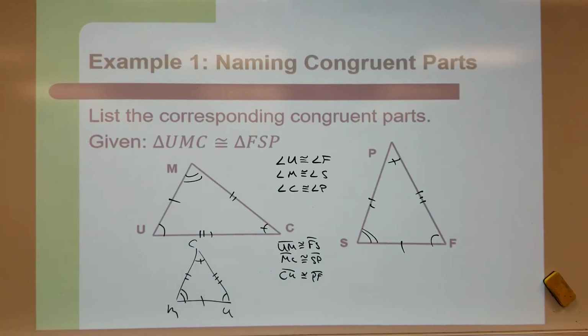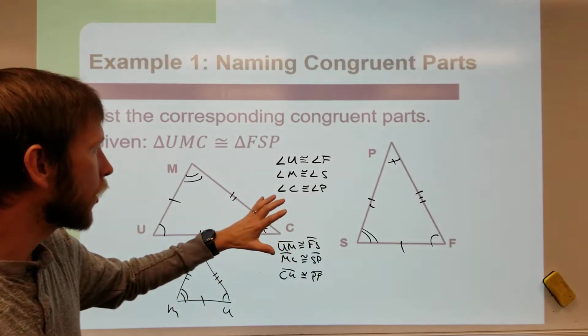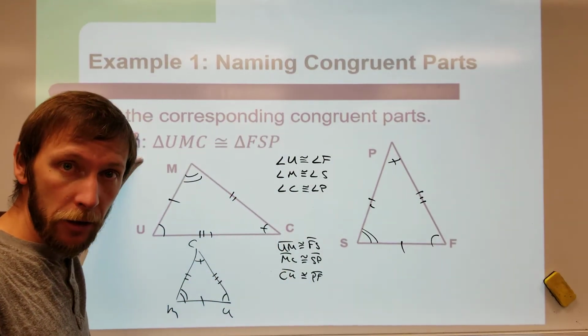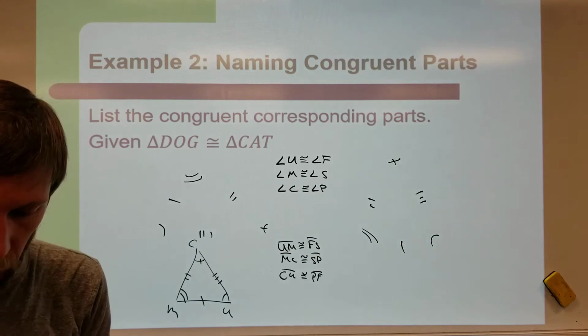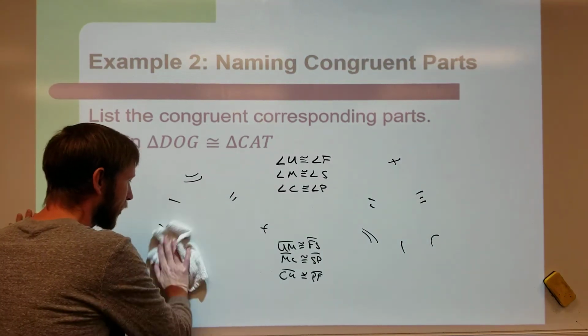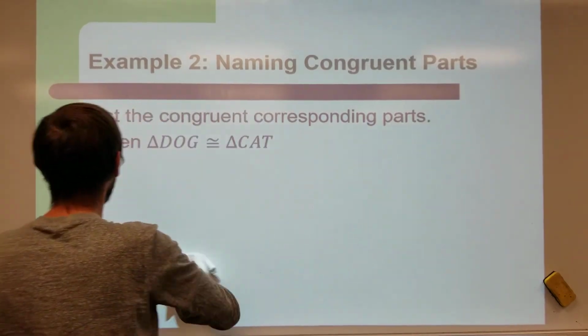Next, where'd my clicker go? There we go. The other thing that I want you to recognize is that sometimes, while we can have that visual miscue, we want to be able to do the same thing just by looking at the congruence statement with no picture. So here's a picture where you have triangle DOG is congruent to triangle CAT. I know that dogs aren't triangles and cats aren't triangles. Just trying to be cute here.